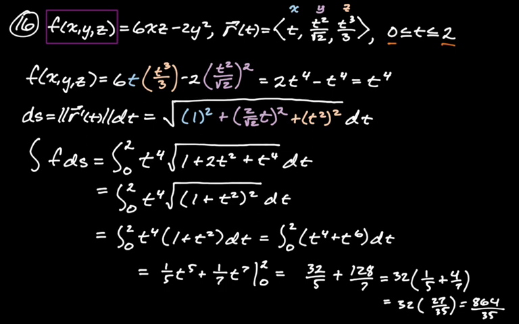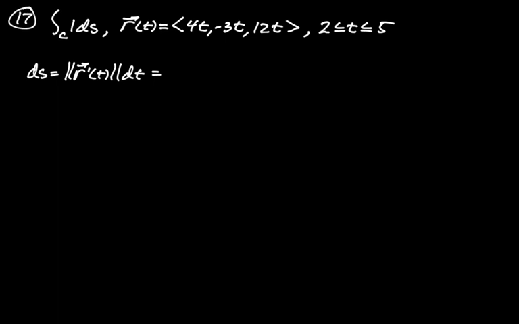All right, let's look at another one. It did say at the beginning of the first one, we are just doing tons of these. Okay, this one's a little weird. We're doing the integral over c of 1 ds, right? So we're basically just finding arc length here. r of t is <4t, -3t, 12t>, and t goes from 2 to 5.